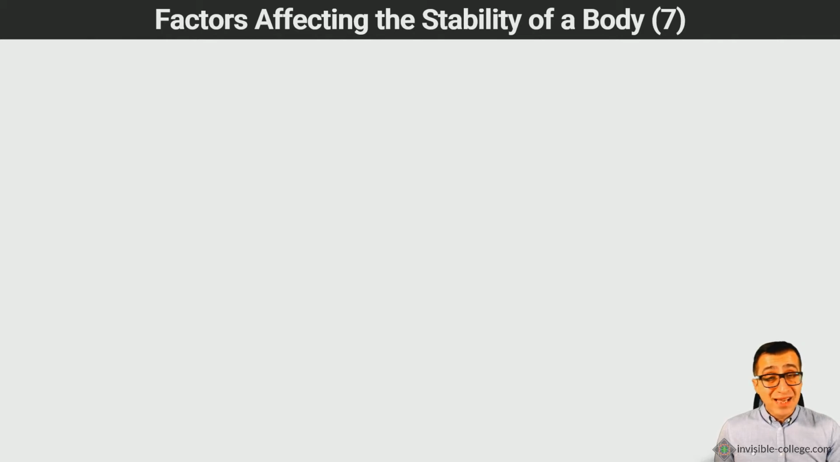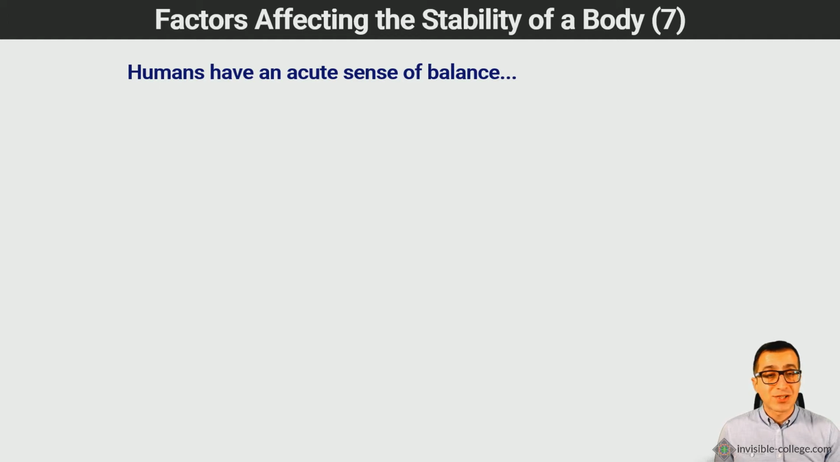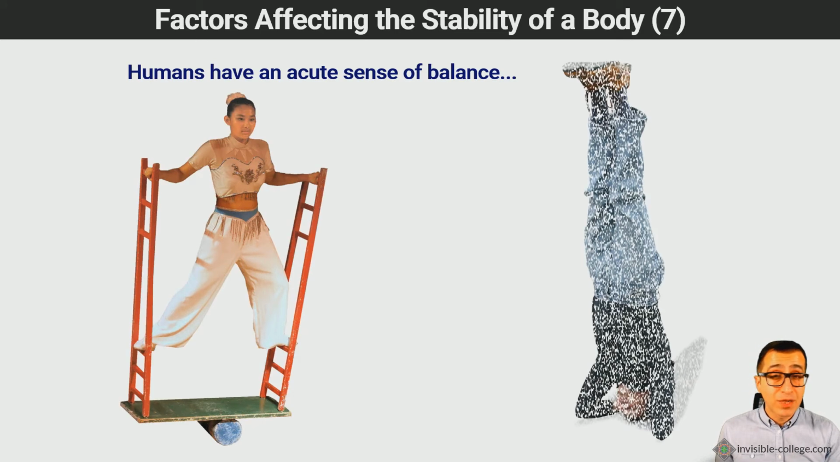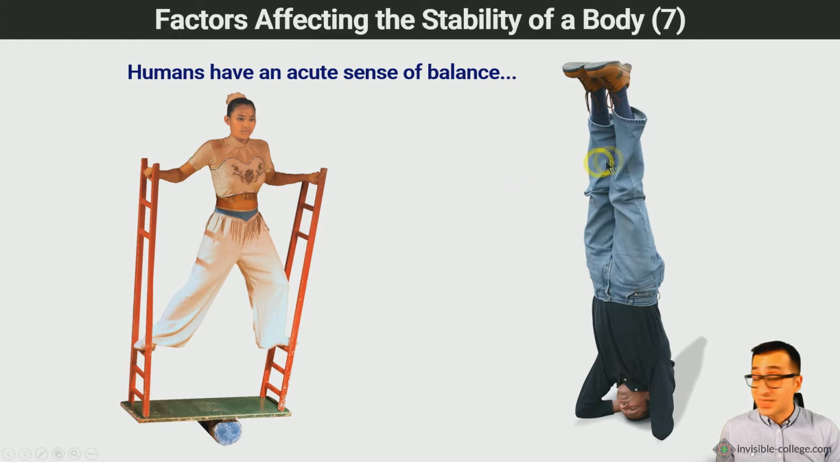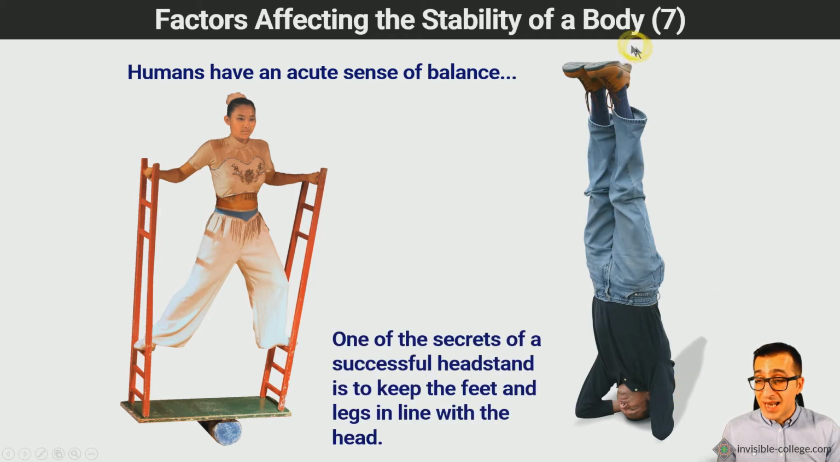And humans base their sense of balance on instinct, essentially, actually based upon the canals in the ears and the sensors there, but we have an instinctive sense of balance which is actually very acute, and we make use of this in positioning our bodies so that we balance. Now, for example, one of the secrets of a good headstand is to keep the feet and the legs in line with the position between where the head rests and where the elbows are. So as long as the center of mass of your body remains above this triangle, then your headstand will remain stable.